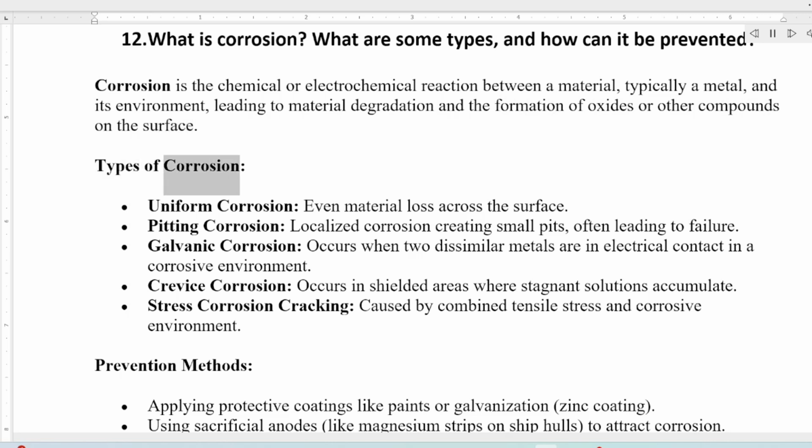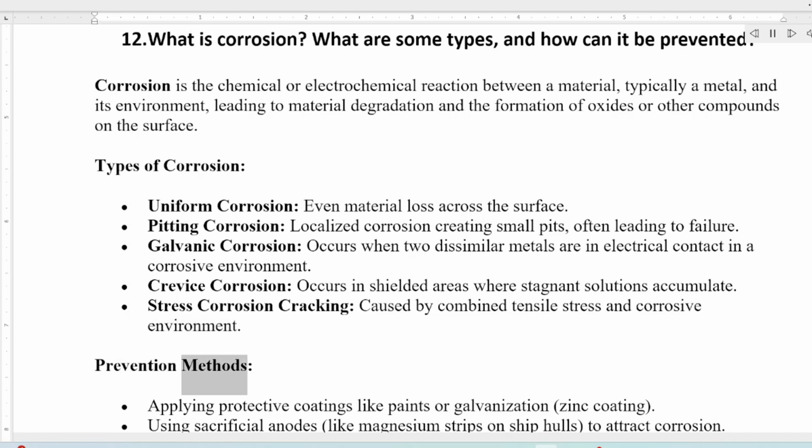Types of corrosion. Uniform corrosion, even material loss across the surface. Pitting corrosion, localized corrosion creating small pits, often leading to failure. Galvanic corrosion, occurs when two dissimilar metals are in electrical contact in a corrosive environment. Crevice corrosion, occurs in shielded areas where stagnant solutions accumulate. Stress corrosion cracking, caused by combined tensile stress and corrosive environment.